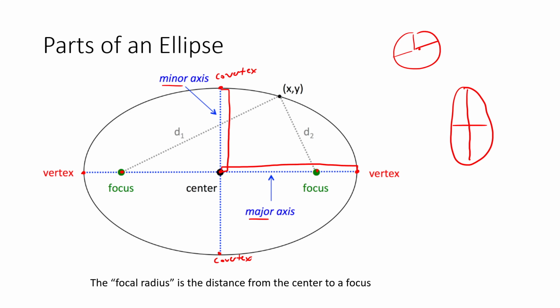And so when you are graphing, you're going to need to find all these features. One other thing that's going to be helpful for us to know is something called the focal radius, which is what it sounds like. It's the distance from the center to the focus, and it's symmetric on both sides.